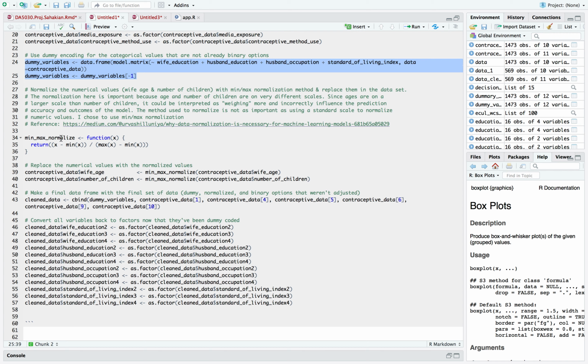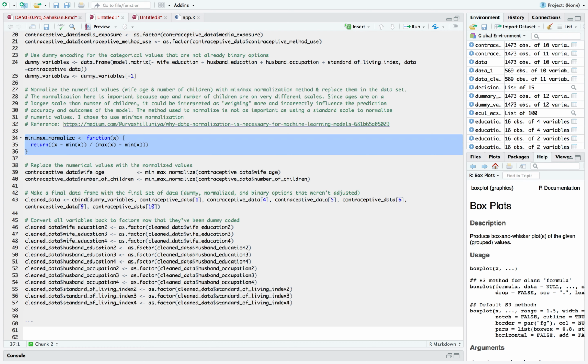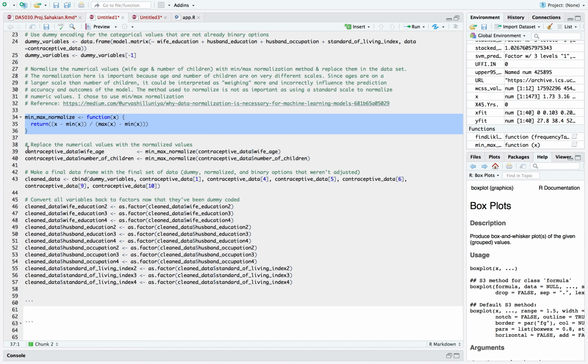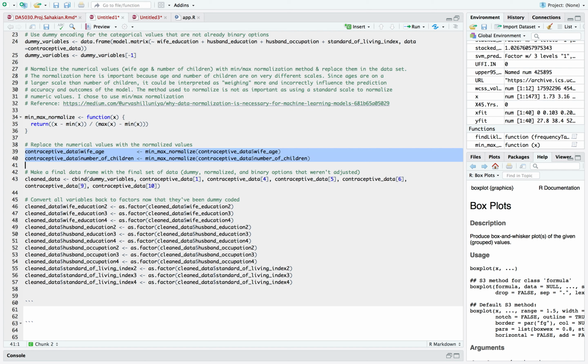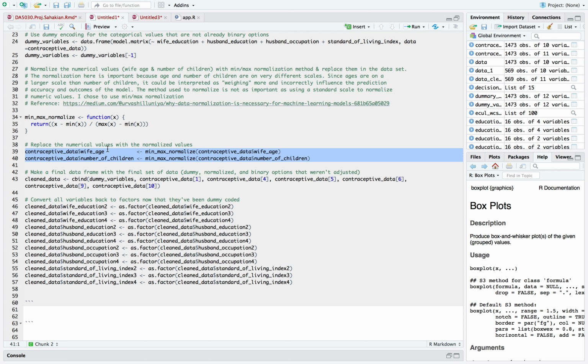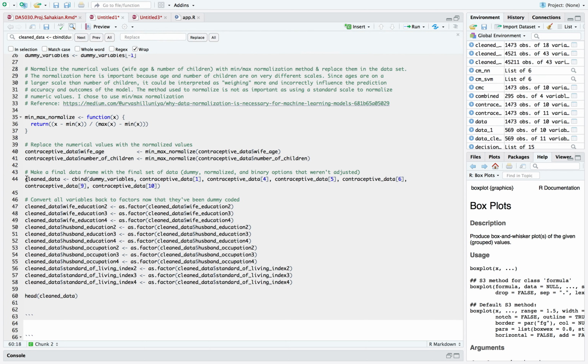And then the last thing I did to clean up the data was to normalize the wife's age and the number of children. So I chose to use min-max normalization. The reason being was because the wife's age and the number of children are on very different scales. So I didn't want either to be interpreted as having more weight or being more important and incorrectly influence the data. So if we run our function to normalize the data, and then use that function for the wife's age and the number of children, this will replace those values with the normalized values.